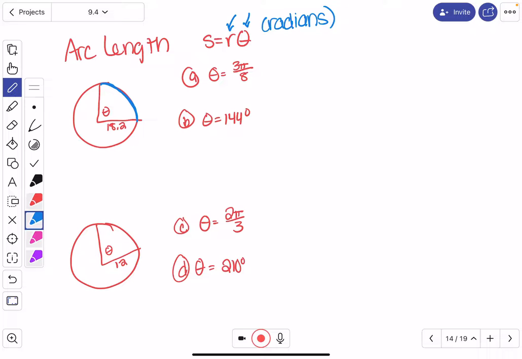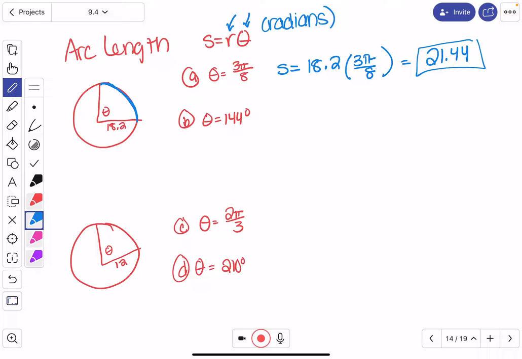So if we did A, we know the angle is 3 pi over 8, so it's already in radians. So to find the arc length, we're going to take the radius, 18.2, and multiply it by 3 pi over 8, and we get 21.44.